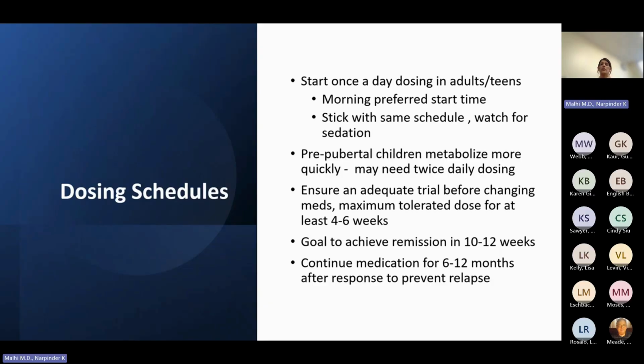How do you start these medications? I always tell the families that we'll start with a low dose, see how it goes, and then make adjustments accordingly. I tell them to stick with the same schedule. If you pick morning, do the morning. If you pick evening, pick evening. If you pick morning, some of these medications can cause tiredness, so watch for sedation. And in the younger population, you may have to do a BID dose. Usually the goal is remission. Try to give an adequate trial, every 3 to 4 weeks you change the dose. And I usually give 10 to 12 weeks for one medication before I think this medication is not going to work and we have to try another medication.